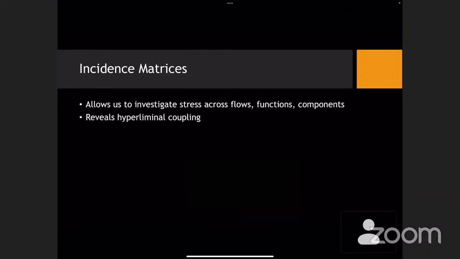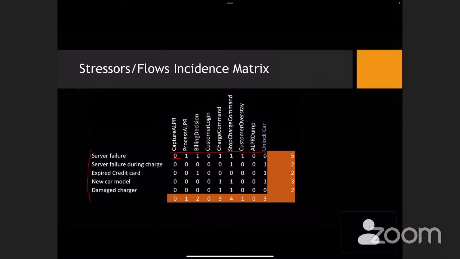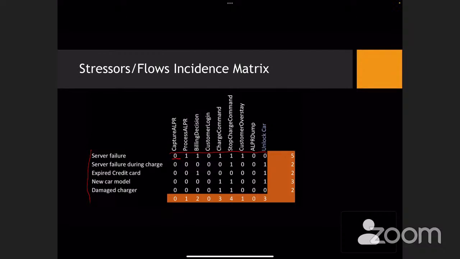And the final step that we use is something called an incidence matrix. And this is where all of these ideas come together to help us as architects make decisions about the boundaries of our systems. What we do is we take a prospective architecture with a number of components or flows or functions, and we don't really have time to go into the details about that, but there's a number of different levels we can do this at. What we do is we take our prospective components and we run our stressors over them in a matrix. And if the stressor hits that component, we give it a 1. And if it doesn't hit the component, we give it a 0. If it affects the component, if we have to change the component, it gets a 1. And this matrix gives us an absolute wealth of information about the architecture that we've presented.